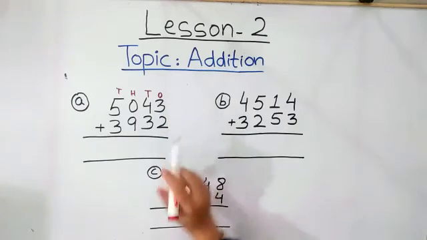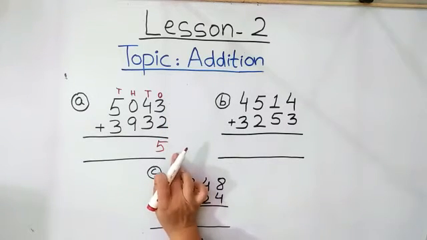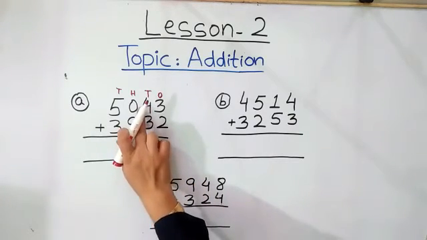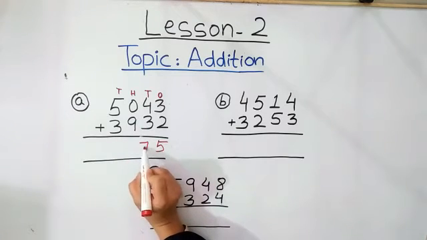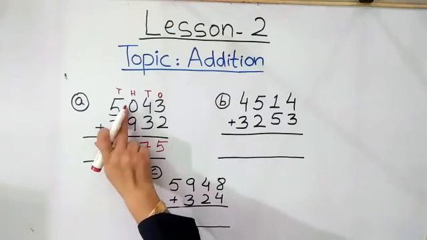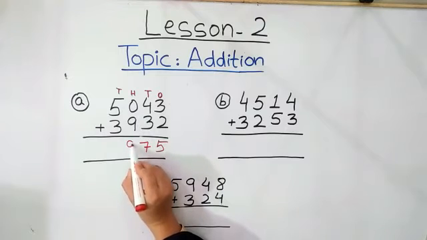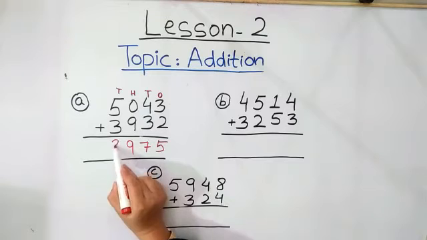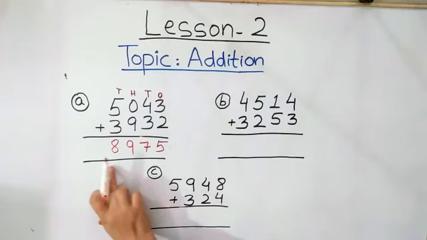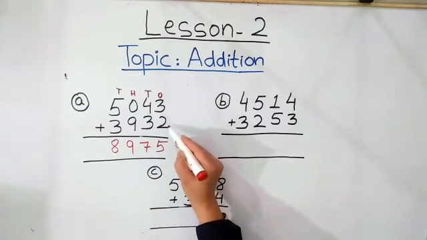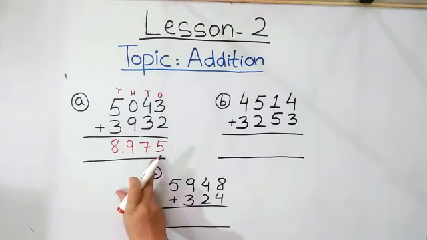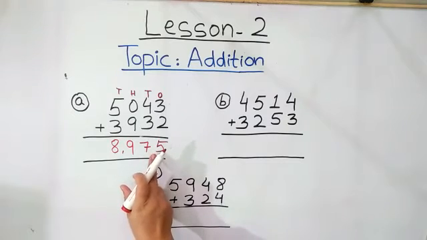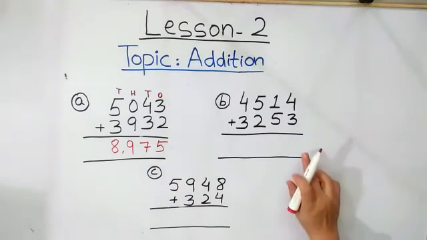3 plus 2 is 5. Now the numbers at the place of tens must be added. 4 plus 3 is 7. 0 plus 9 is 9. And 5 plus 3 is 8. This is a very simple answer. So by adding these two numbers, we get the final answer, that is 8,975.